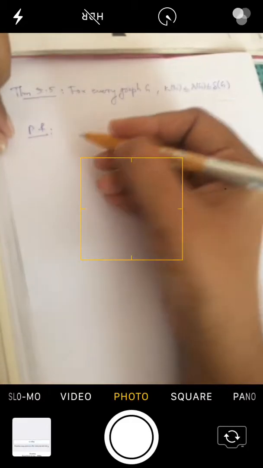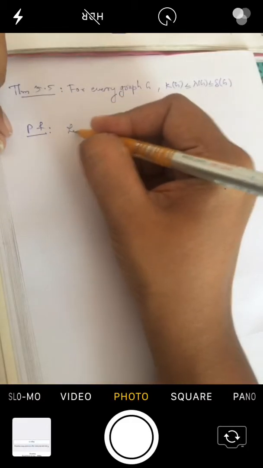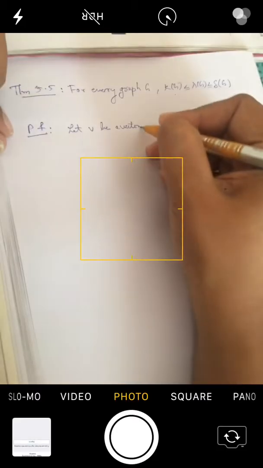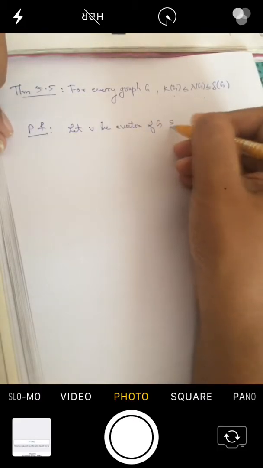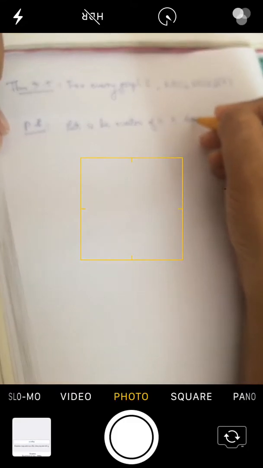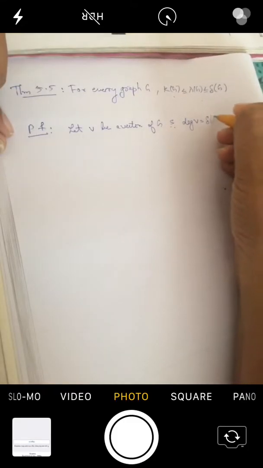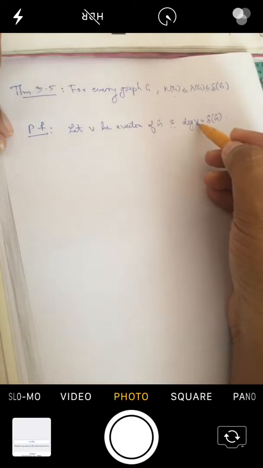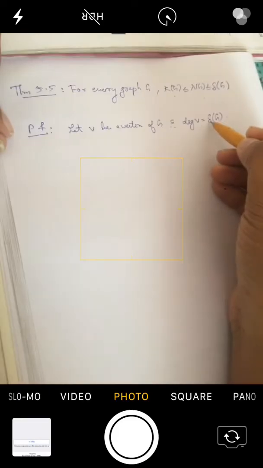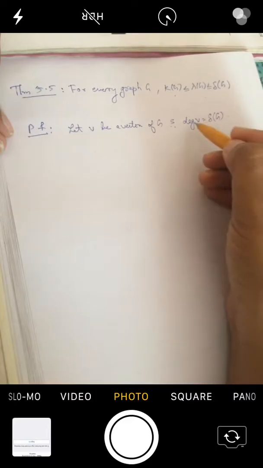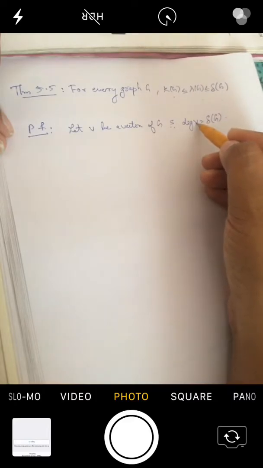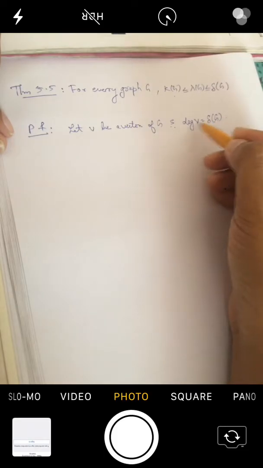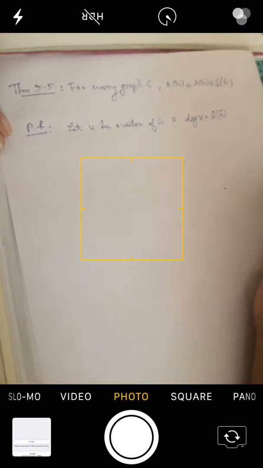Graph. Now let V be a vertex of G such that degree of V equals delta of G. So we choose a vertex V whose degree is the minimum degree of that graph G. So here we take a vertex V, and what's the degree of V? It is the minimum degree of that graph. The degree of V equals delta of G.